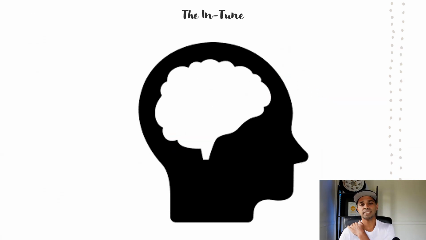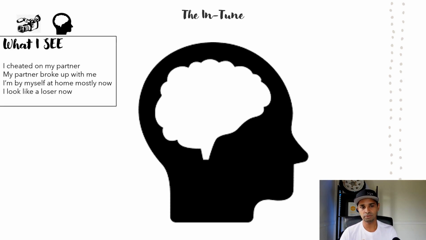So let's take an example with this model. Let's take a bit more of a clinical example. This is a real example. The client that I was seeing had an affair in the relationship, and their partner had broken up with them. So now this is the reality that he saw. I've cheated on my partner. They've broken up with me. I'm by myself at home mostly now, and I look like a loser now. Some of these things we could say are literal things that he sees. Some of these things are things that he sees in his internal world. Like, I look like a loser is sort of a perception. Either way, this is what he sees.